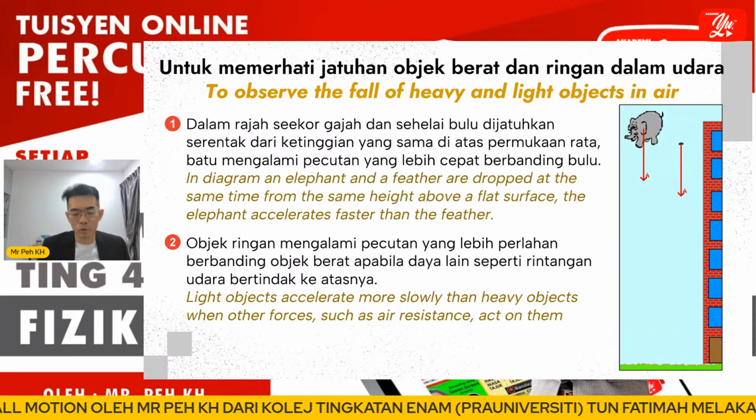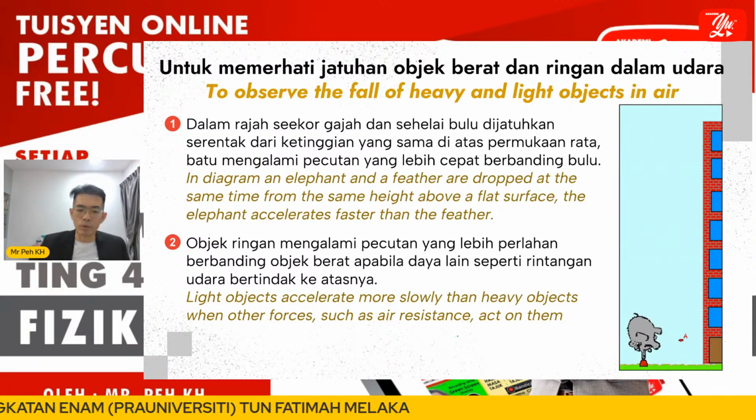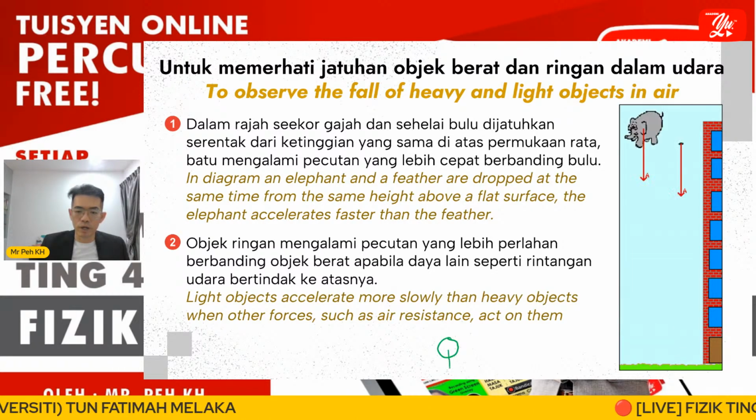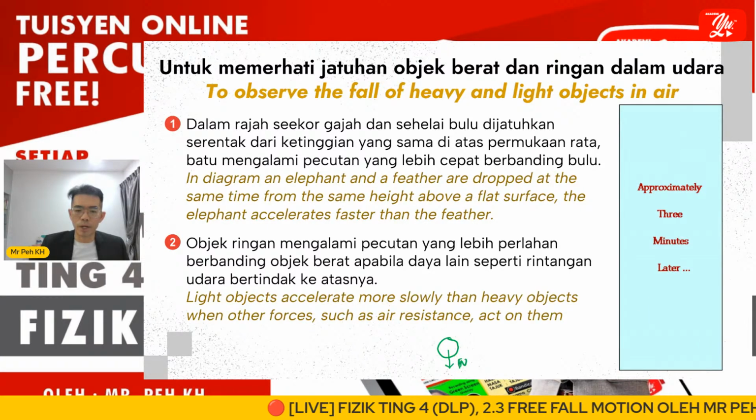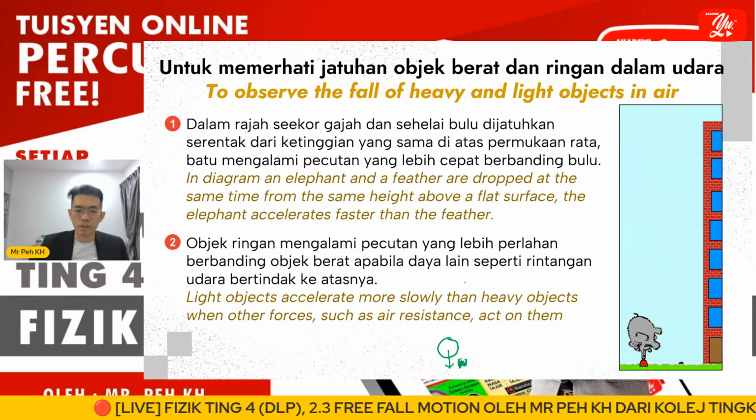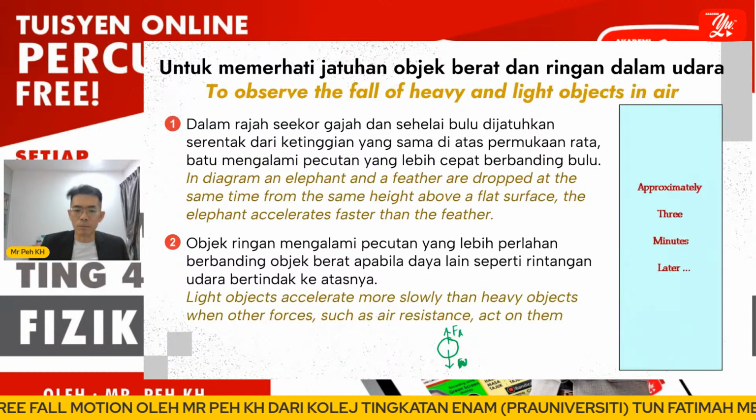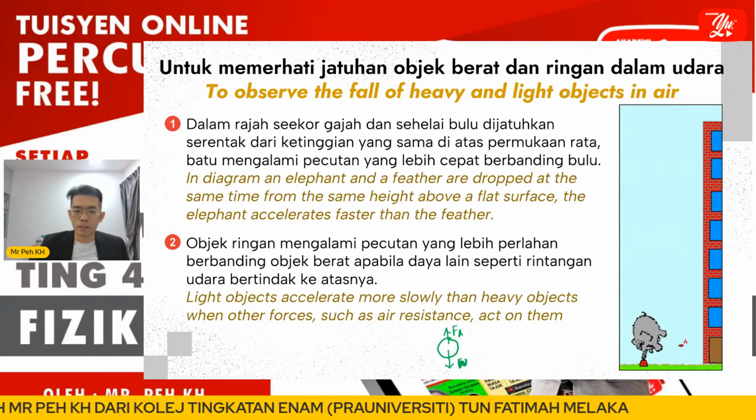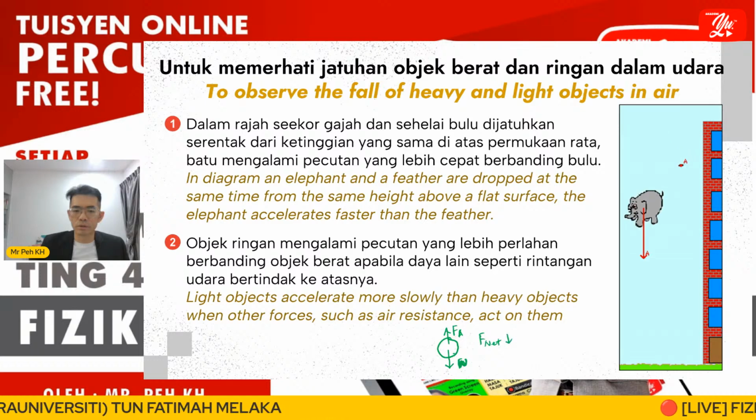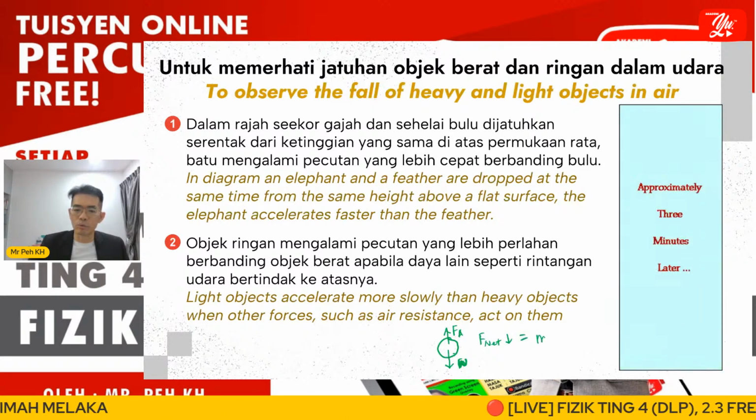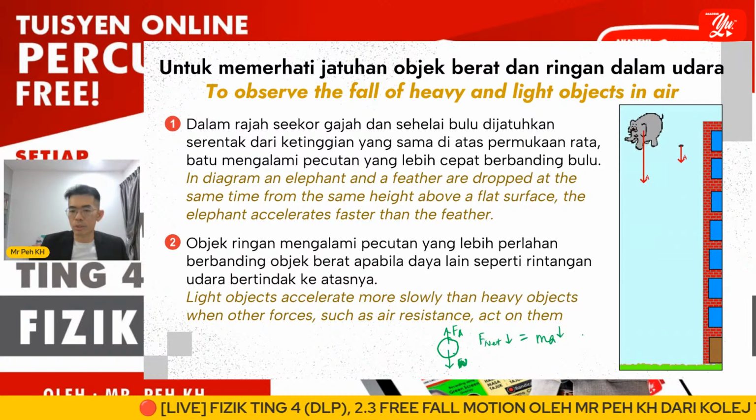A light object accelerates more slowly than a heavier object when other forces such as air resistance act on them. This is quite similar to the situation I explained to you just now. Here we want to discuss the net force for the heavy object. Definitely the downward force W, we are using W as the downward force, which is the gravitational pull. The air resistance acts upward. Because of the air resistance, we have a smaller net force. The net force, which we can relate to Newton's second law, causes the overall acceleration to decrease.